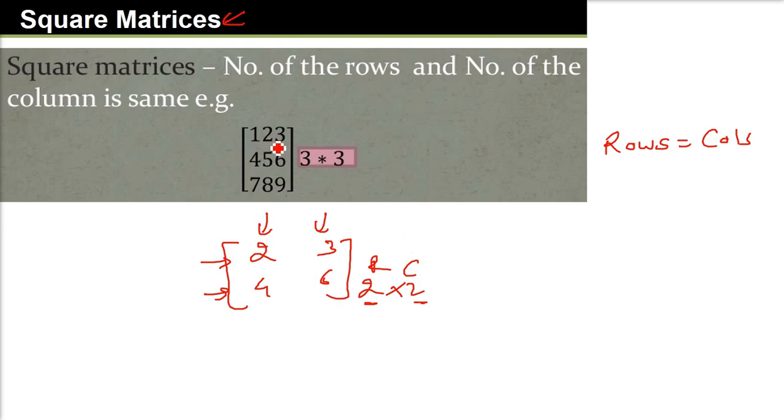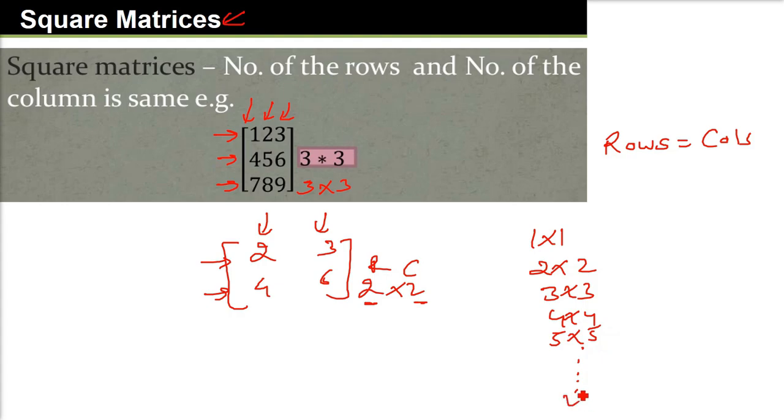Here is also an example. We have 3 rows and 3 columns. So we call it a 3 by 3 square matrix. 1 by 1, 2 by 2, 3 by 3, 4 by 4, 10 by 10, 100 by 100. All these matrices are square matrices because the row and column numbers are the same.